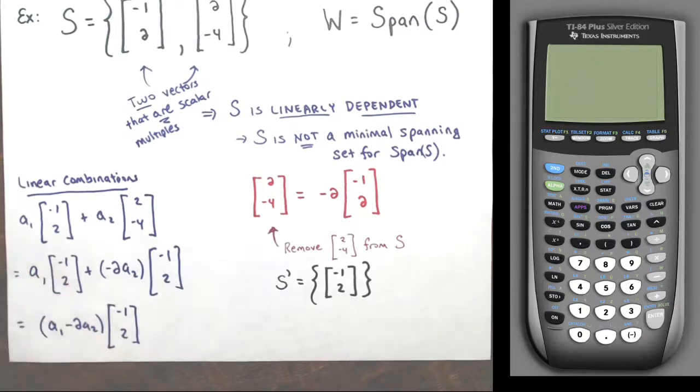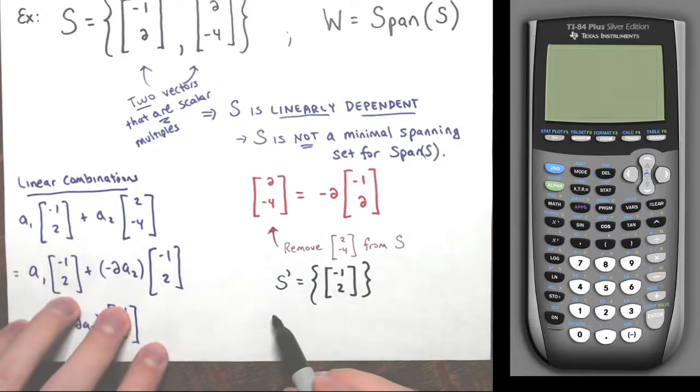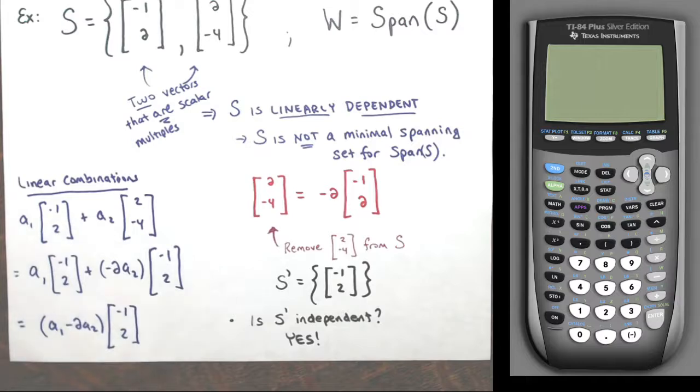And then I can start over if I wish. The question now is, is S prime linearly independent or linearly dependent? And the answer is independent. It's a single vector. And again, if you go back to my video on checking for linear independence or linear dependence, if a set has one non-zero vector, which this is, it's linearly independent.